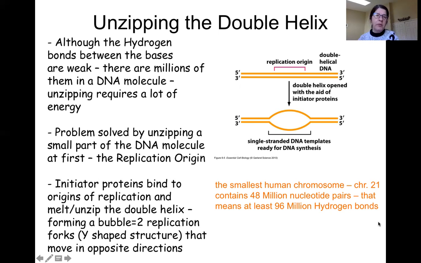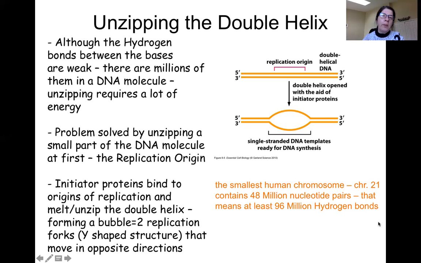So how are we going to solve this problem? That requires way too much energy, and it's just impossible. Where's the cell going to get that much energy to unwind, to break 96 million hydrogen bonds? Well, the problem is solved by the simple means of, like, we're not going to unwind the whole molecule. We're just going to unwind small portions at a time. So little regions of DNA are going to be unwound at a time.